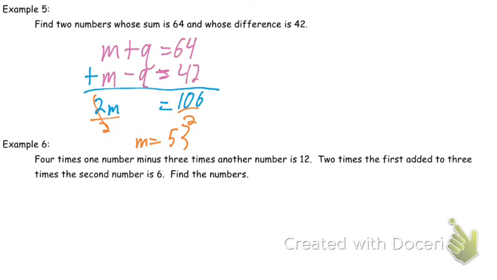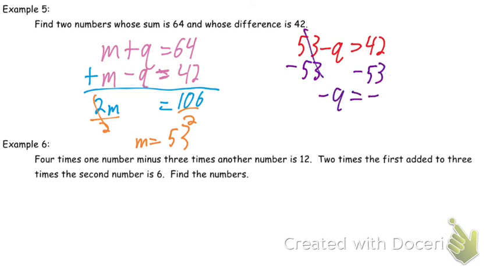How do we go back and find the other one? Plug it in. To which one do we want to plug it into? The bottom one. Cool, let's plug it into the bottom one. 53 minus q equals 42. Subtract 53. Negative q equals negative 11. Divide by negative 1. Q is 11. So what are the two numbers?